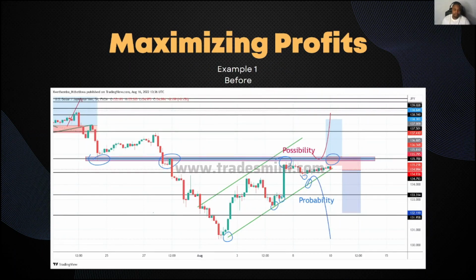So there's an example of maximizing profits. You can tell it was published on the 16th of August 2022. So this is a live chat. This is an event that took place. This is something that transpired. So I was trading USD JPY.